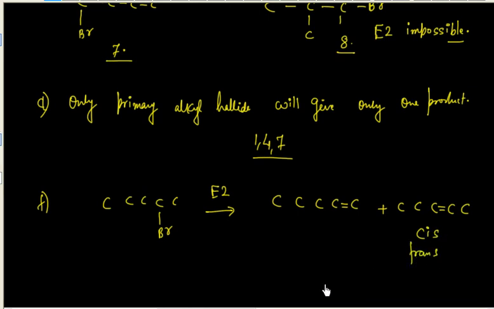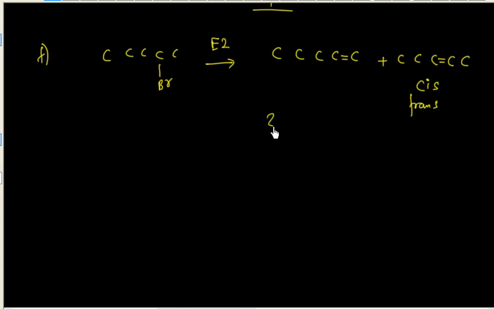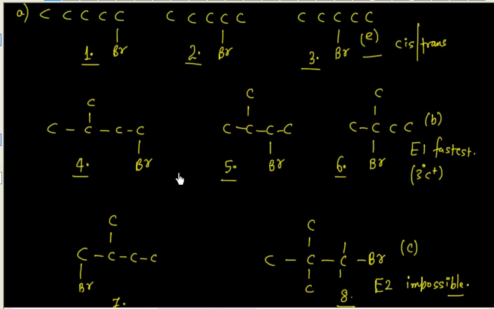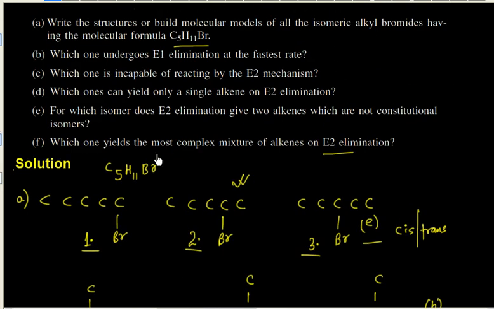So there are three products you will have. So it gives a mixture of products. So the maximum number of products is possible in this case. Are you getting or not? So you see, basically you can write the number of possible products, most complex mixture, that is most number of products.